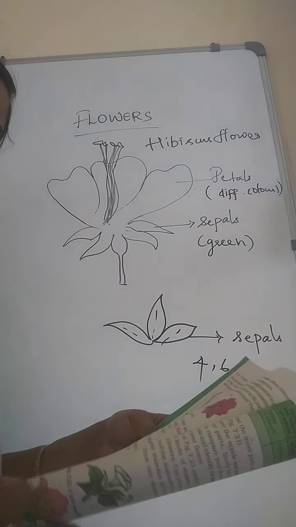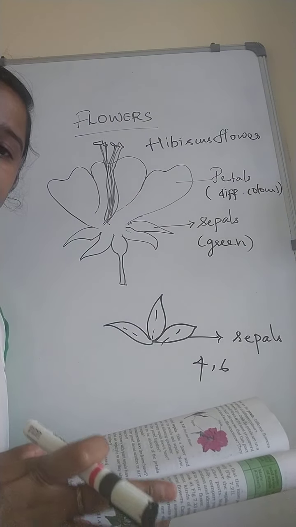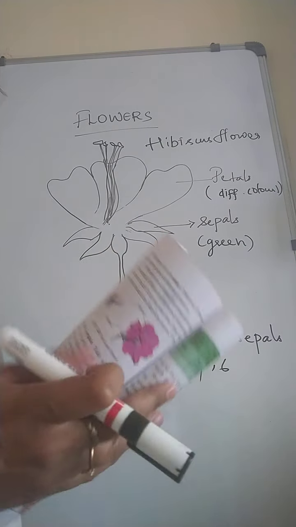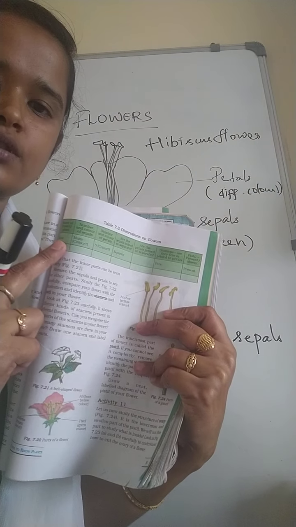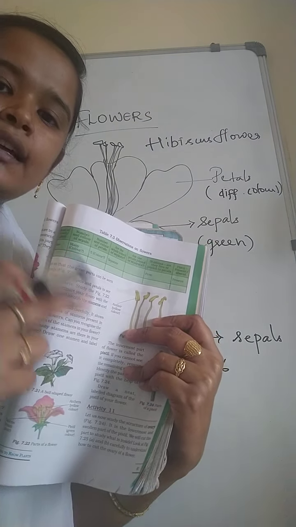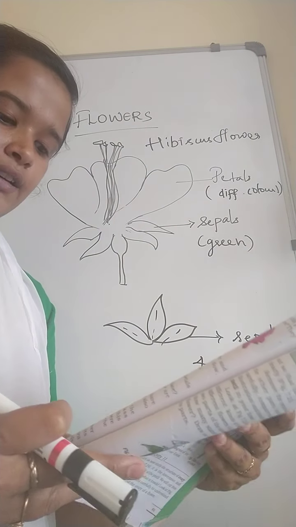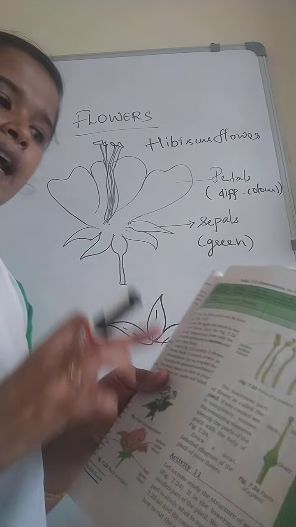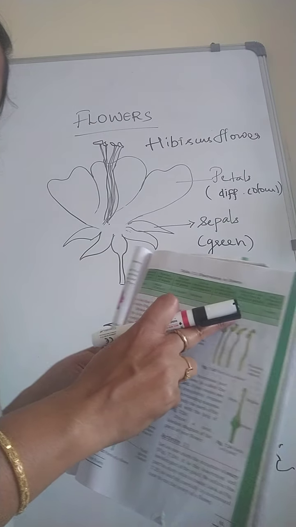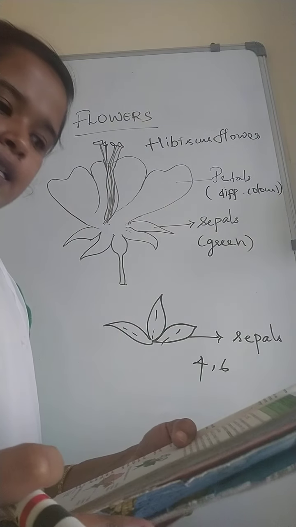So that is what they are asking to do: take different flowers, collect their names, and fill the table. See here, you want to fill the table. They have already done rose, so you want to do other flowers. You can take hibiscus flower, you can take datura. So many flowers are there near you. So check them and write their names according to this. Okay. So see page number 61.